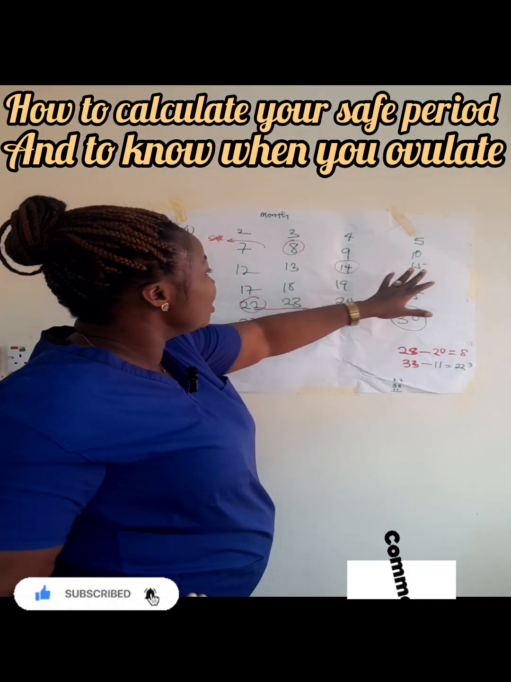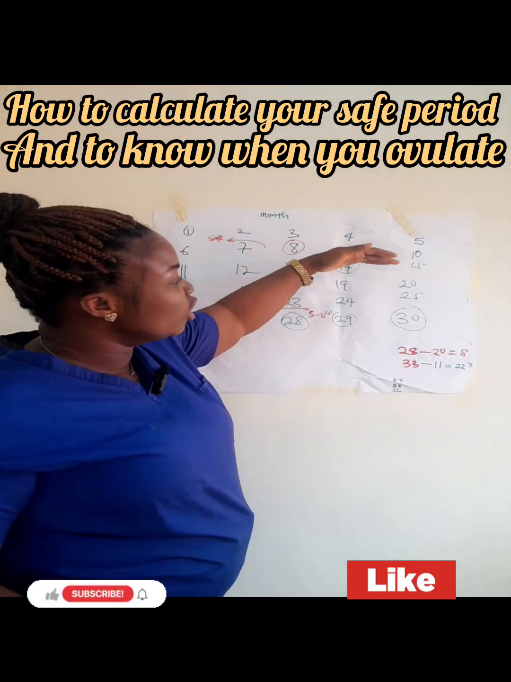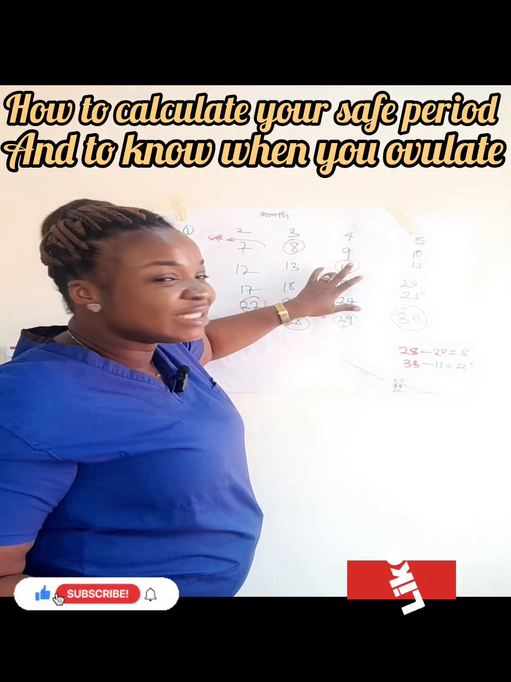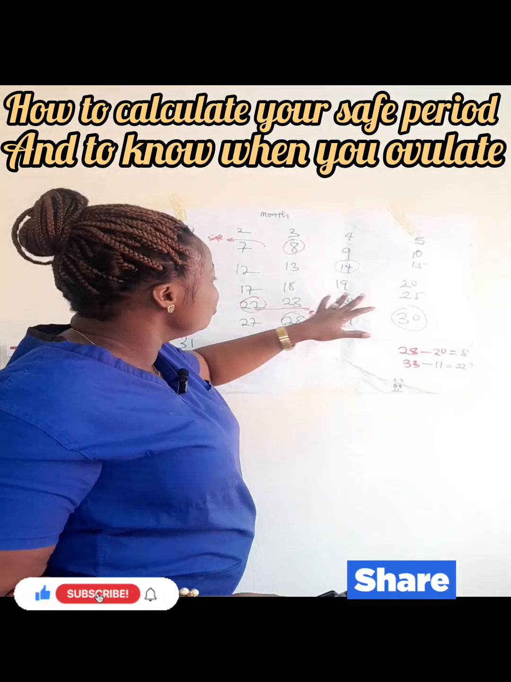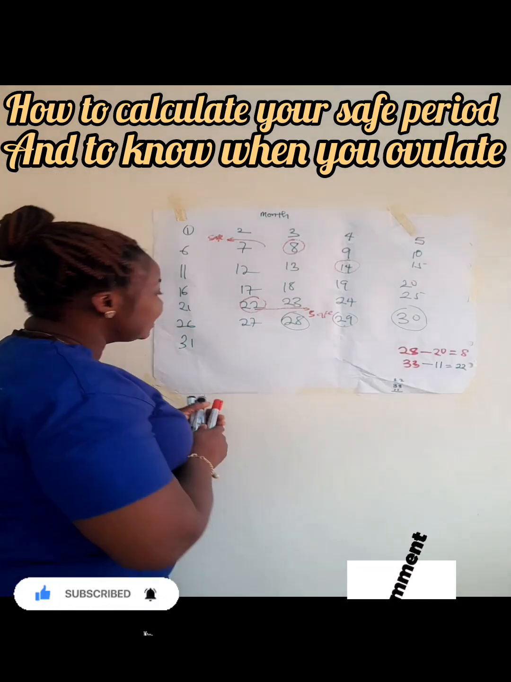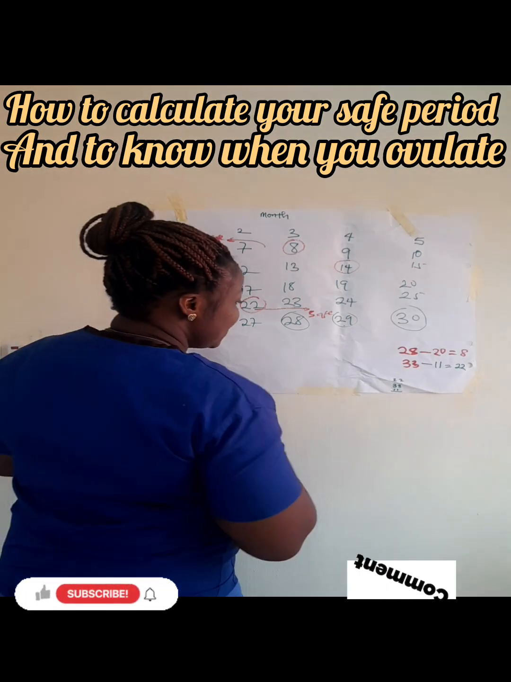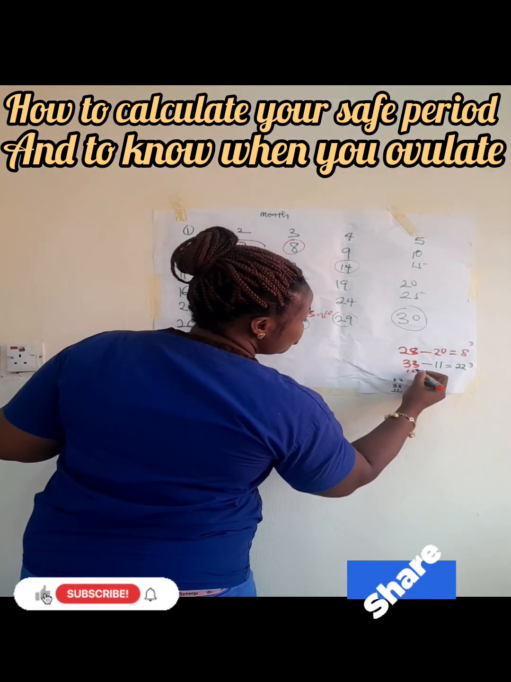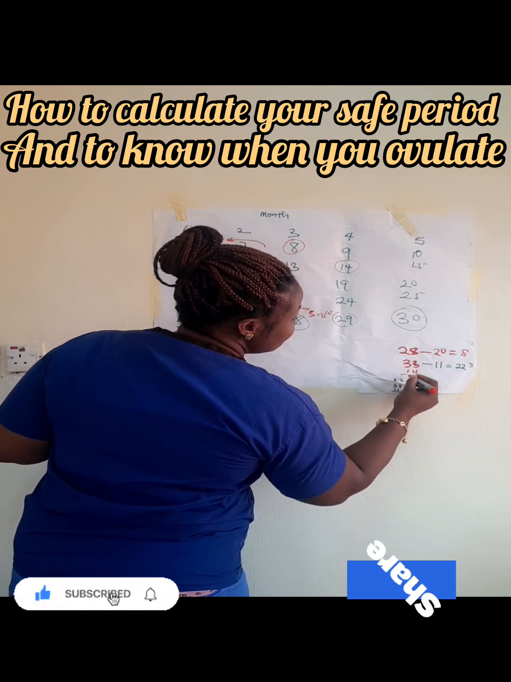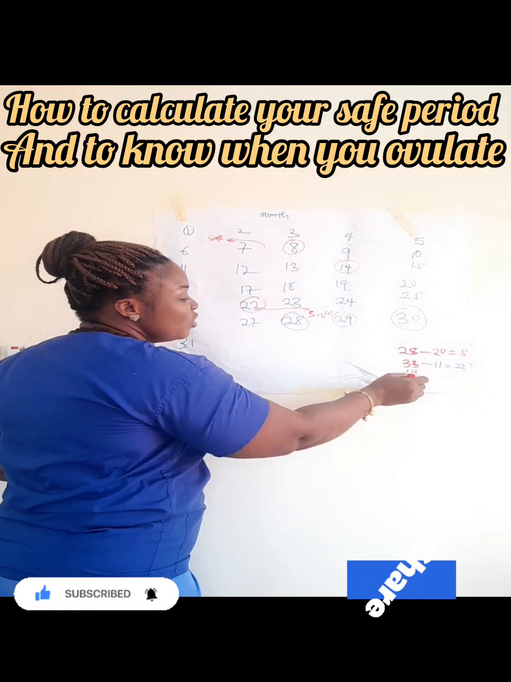Now from here, 1, 2, 3, 4, 5, 6, 7, 8. We don't want another sperm to be available. Peradventure you do not ovulate at this point. Peradventure you ovulated, because if your menses is 33 days, your ovulation is likely 33 minus 14, which is 19. So your ovulation is likely on the 19th day of your cycle.